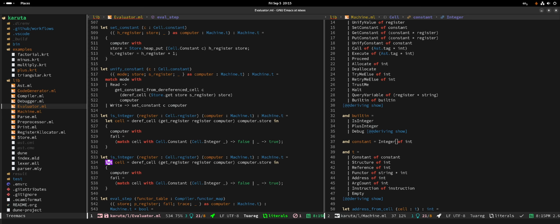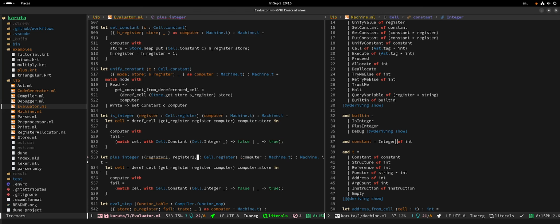Okay, and then we can go to is integer, and then we need to do something. And here I think is where we're gonna do what you're talking about. So plus, and this is a triplet. So let's call this register 1, register 2, and register 3. And the type of that is this, but twice. That's what we're talking about. We need to check if two of these things are bound to integers. So it isn't just a matter of calling is integer.